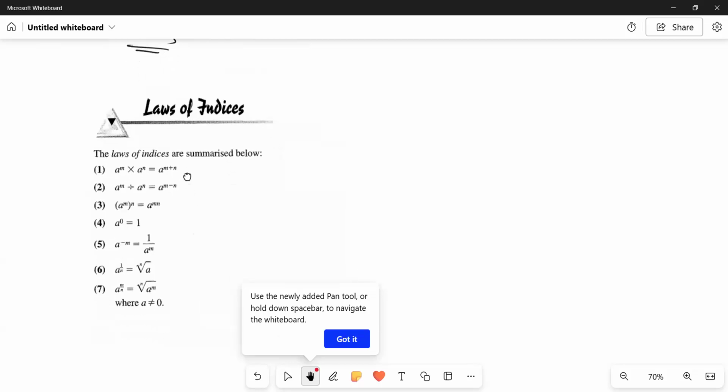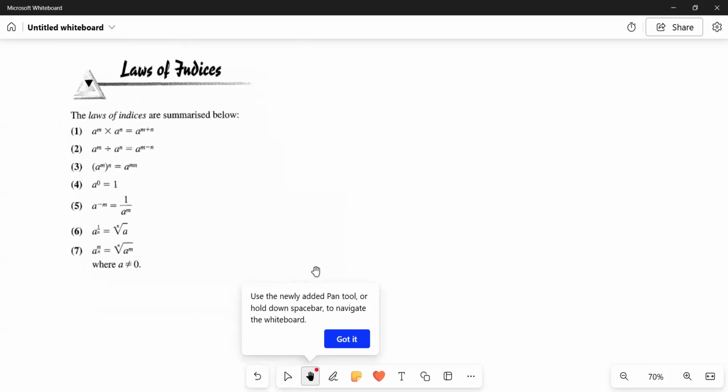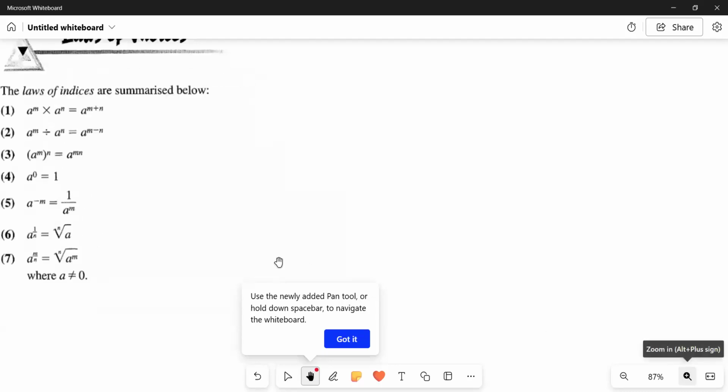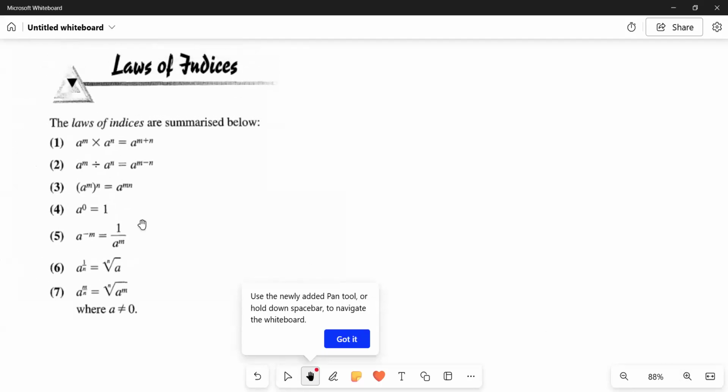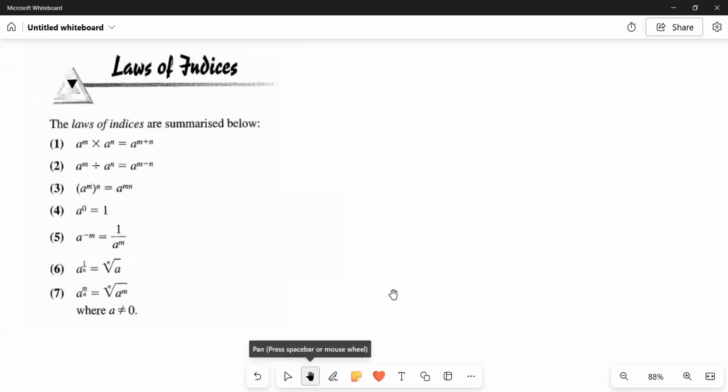Anybody remember the laws that I gave? Laws of indices, right? This is a summary of them again, right?